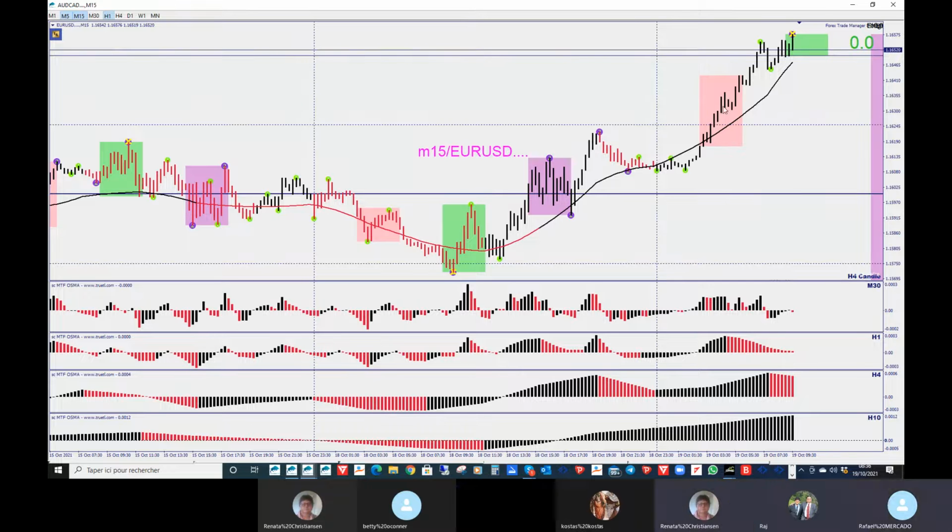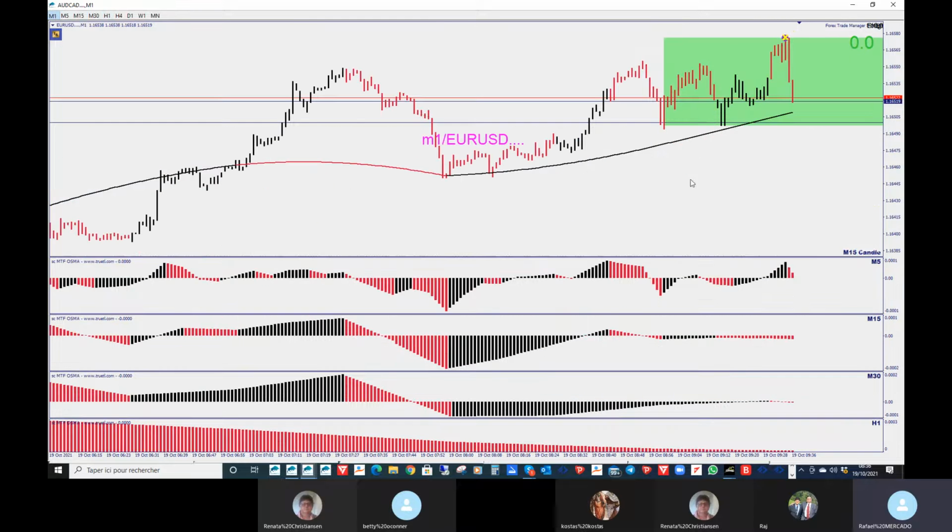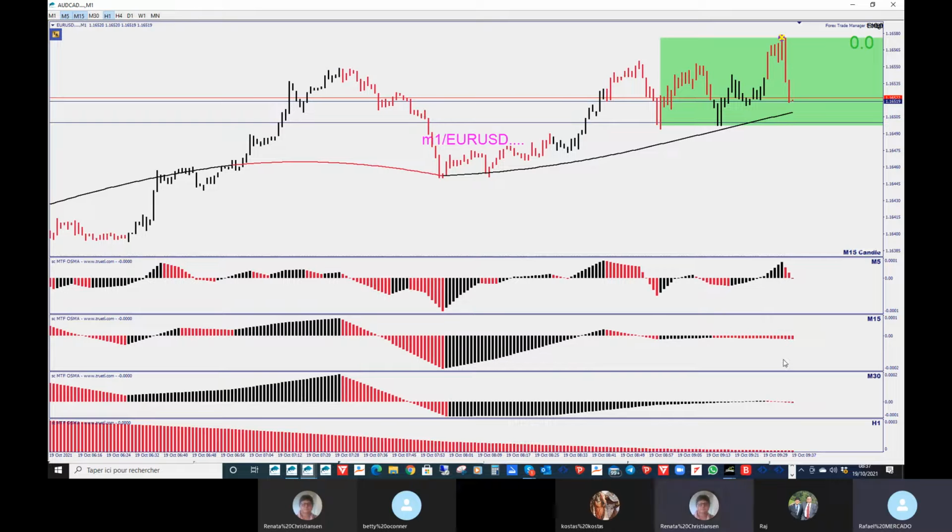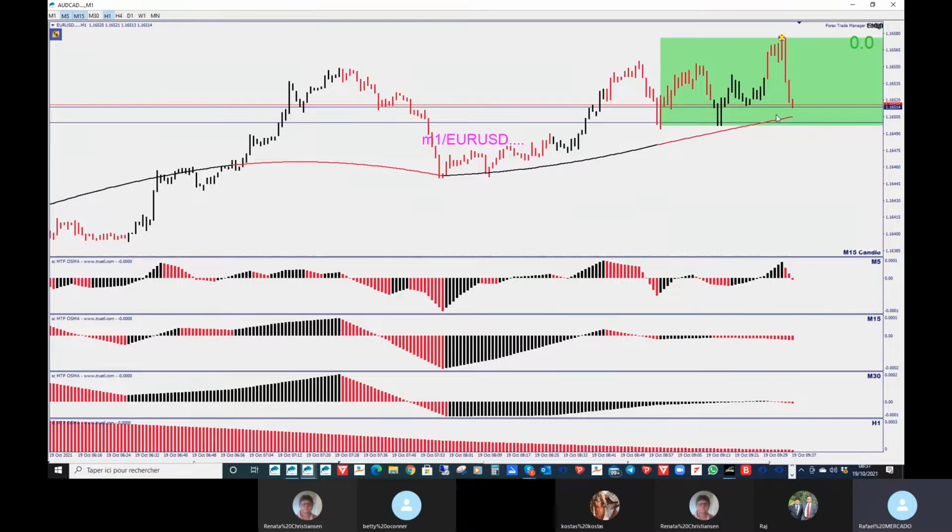So the idea is when you get the template, everything must be in sync. You can look for entry from the 1 minute to the 15, but everything must be in sync. For example, here it's not in sync because the 5 minute must be below the zero line. The other must be the same color. But here, for example, we have maybe an entry, but if you see this trend line must be red also.